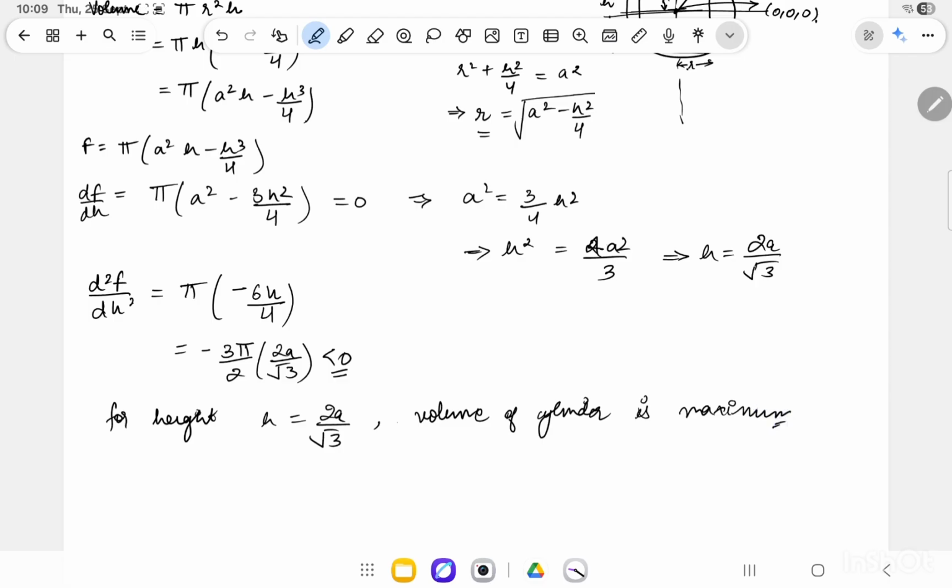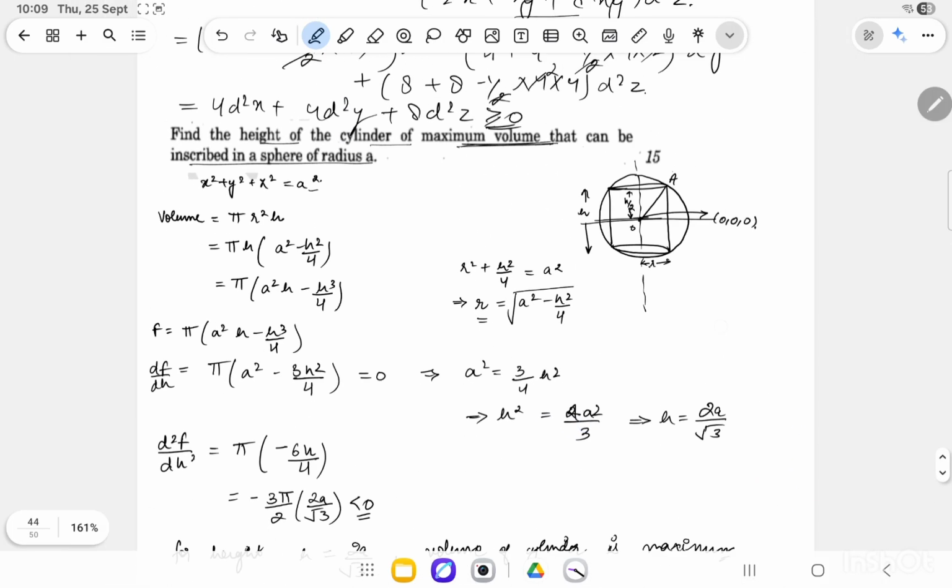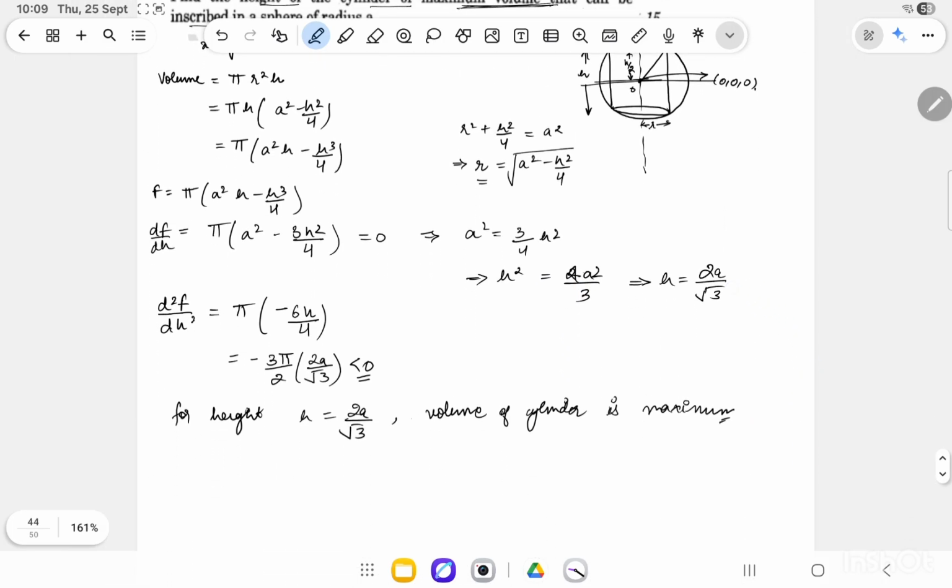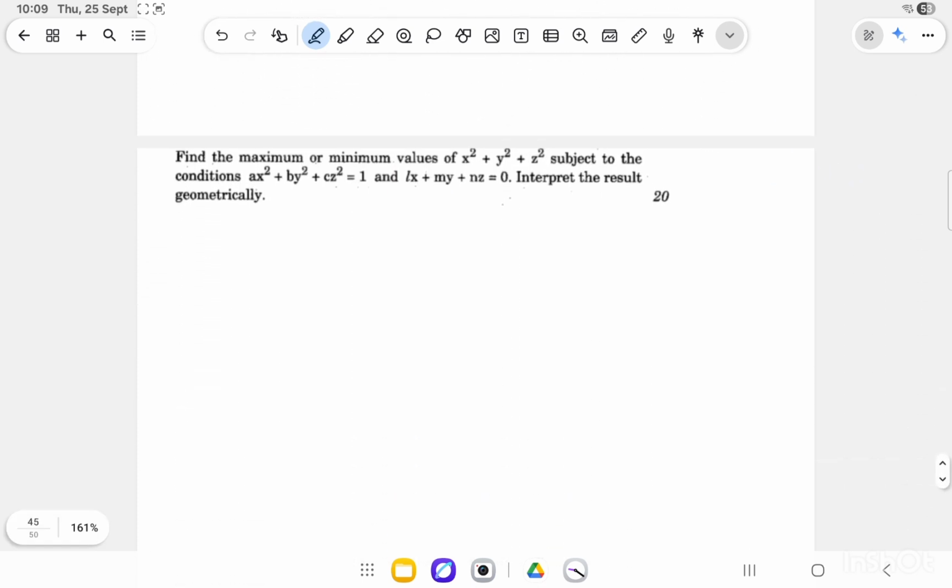And that's all we're supposed to show in this question. We're supposed to basically find the height, and the height turned out to be 2a divided by root 3. So let's move on to the next question.